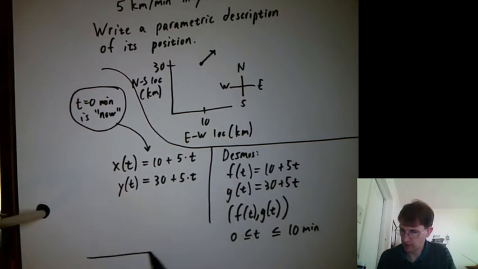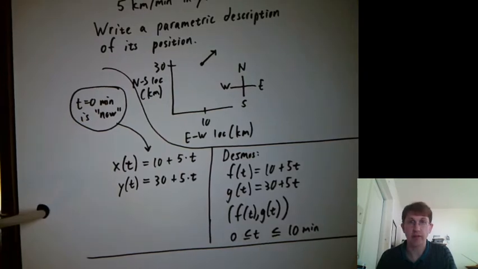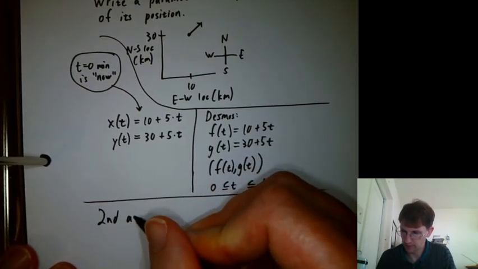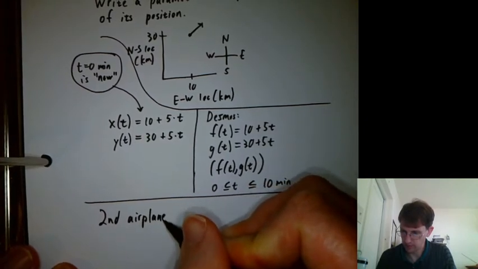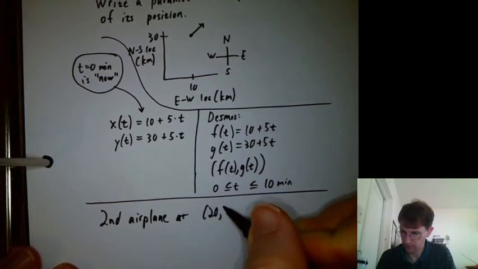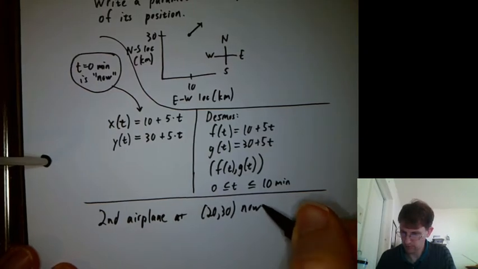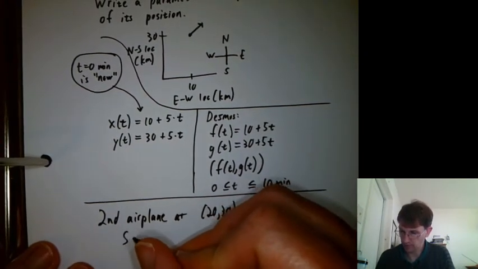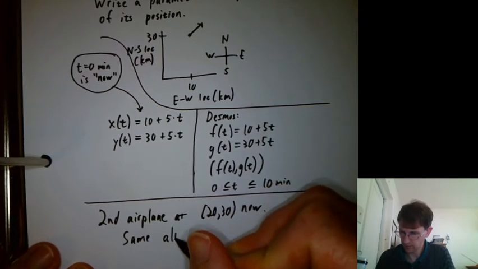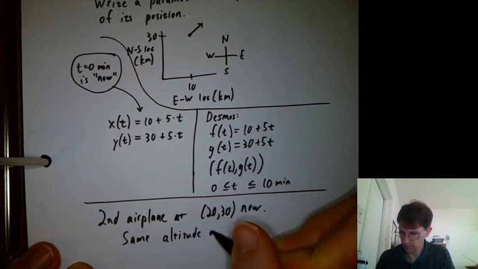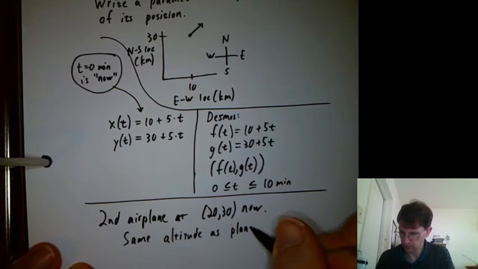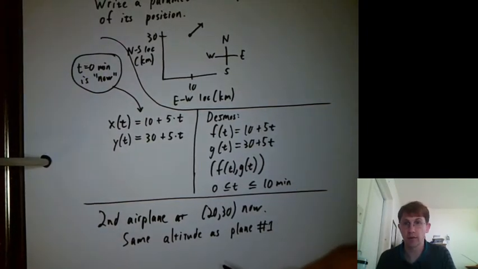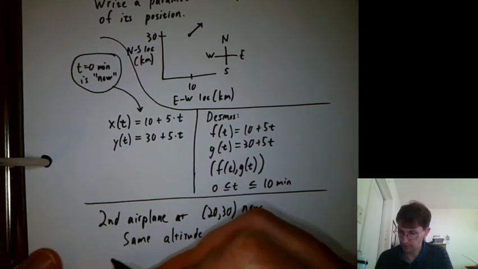So now here's another question. Let's say you have a second airplane that's at 20, 30 right now. And it's at the same altitude, the same height above the ground. And it's heading exactly north at 4 kilometers a minute.